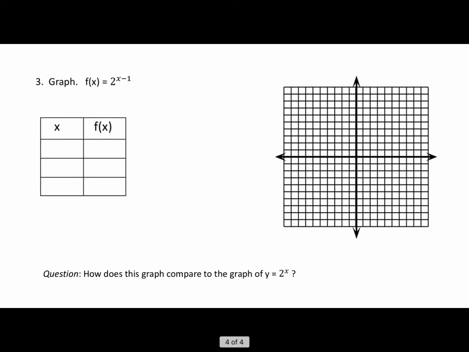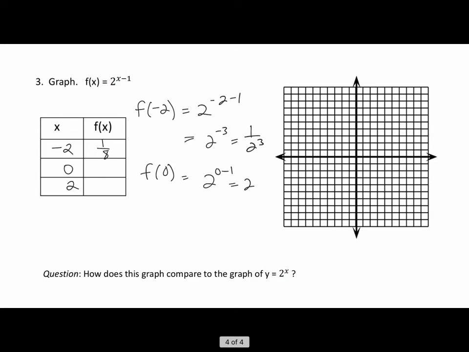So let's graph f of x equals 2 to the x minus 1 and see what that looks like. You might be able to tell, but let's go ahead and use a negative exponent, a positive exponent, and 0. So if we evaluate the function at negative 2, we have negative 2 minus 1 in the exponent, which is negative 3. So that's 1 over 2 to the third, which is 1/8. If we put 0 in there, then that's 2 to the 0 minus 1, which is 2 to the negative 1, and that's 1 over 2 to the positive 1, or 1/2.